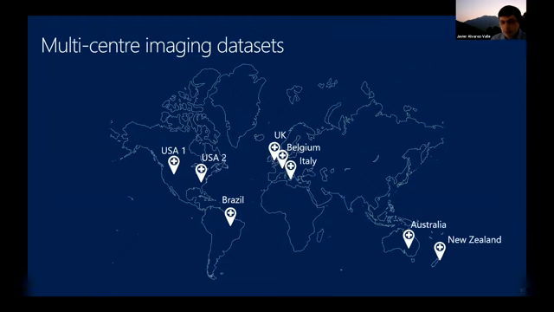So one of the problems with machine learning models is generalization. Many studies don't look at testing their AI models across different centers. Something that we have done in this study is to collect data from different hospitals around the world. So we have data from New Zealand, Australia, Europe, North America, and South America.